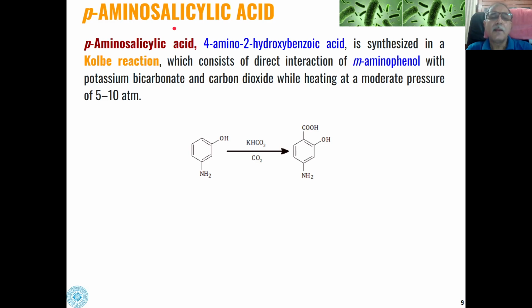The next is para-amino salicylic acid. This para-amino salicylic acid is synthesized from 4-amino-2-hydroxybenzoic acid by Kolbe reaction. Basically, this is a single step reaction. When meta-aminophenol is reacted with potassium bicarbonate in presence of carbon dioxide, while heating under moderate pressure of 5 to 10 atmosphere, the formation of this para-amino salicylic acid takes place.